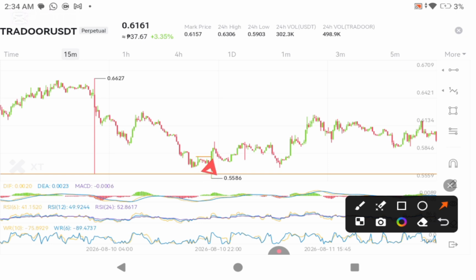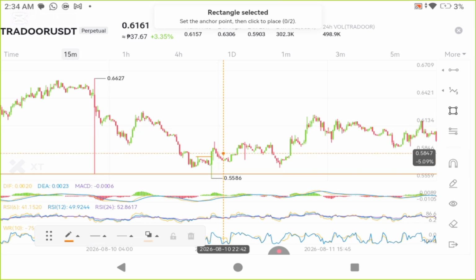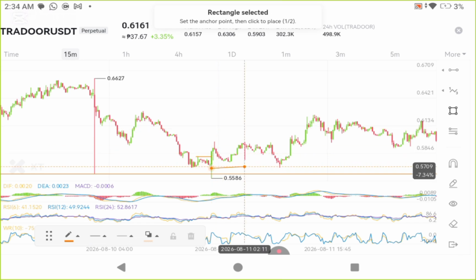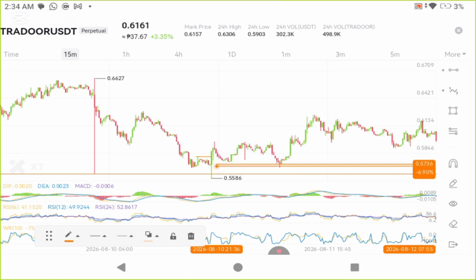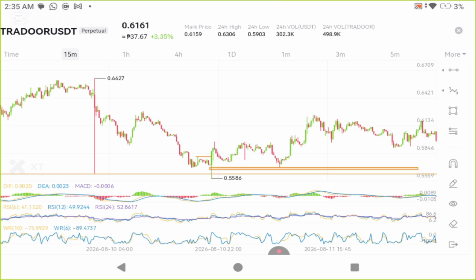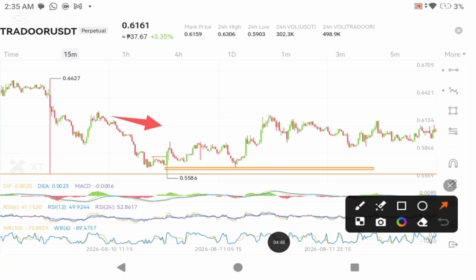You understand? So after that, you can place your entry around this level, around here. You understand? So immediately the market tapped in, we saw a spike to the upside. We can target the next 1-hour high. You understand? So I did my 1:2, and it went well.